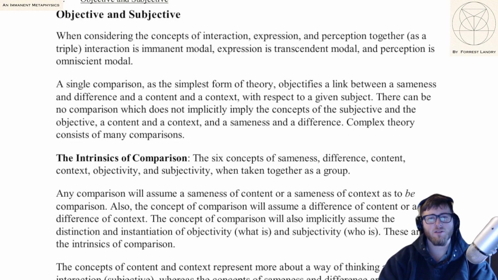A single comparison, as the simplest form of theory, objectifies a link between a sameness and difference and a content and context with respect to a given subject. There can be no comparison which does not implicitly imply the concepts of the subjective and objective, a content and a context, and a sameness and a difference. Complex theory consists of many comparisons.